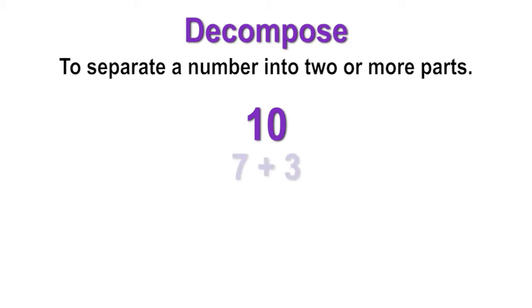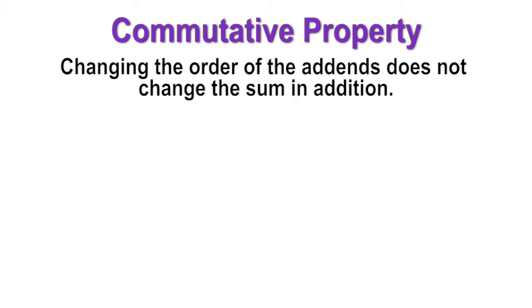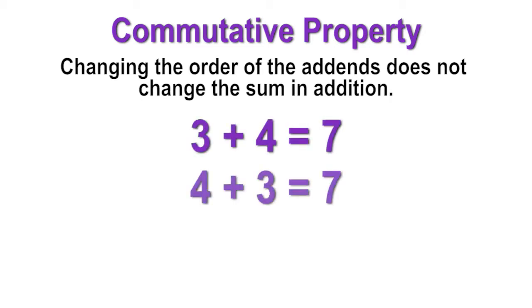10 can be broken into 7 plus 3 or 5 plus 5. Students have learned that using the commutative property allows for changing the order of addends when adding. 3 plus 4 equals 7, and 4 plus 3 also equals 7.